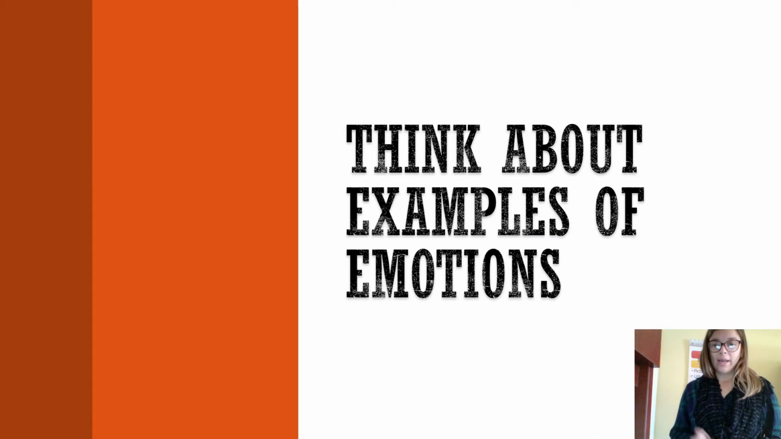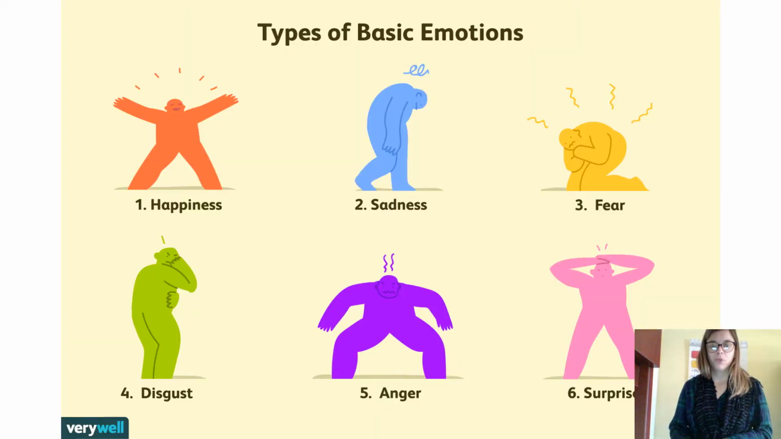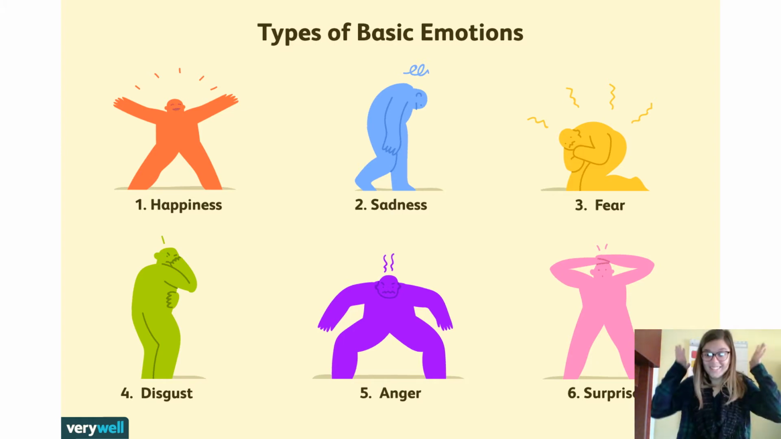So let's go ahead and practice some of these feeling words. So let's match the feeling words with the emotions. You'll see in just a few seconds. Okay, so these are types of basic emotions. This is what people will show. If they're happy, they might stretch and have a smile on their face. If they're sad, they might slump over. If they're scared, they might be like this. Okay, disgusted. Ooh. Okay, anger, surprise.